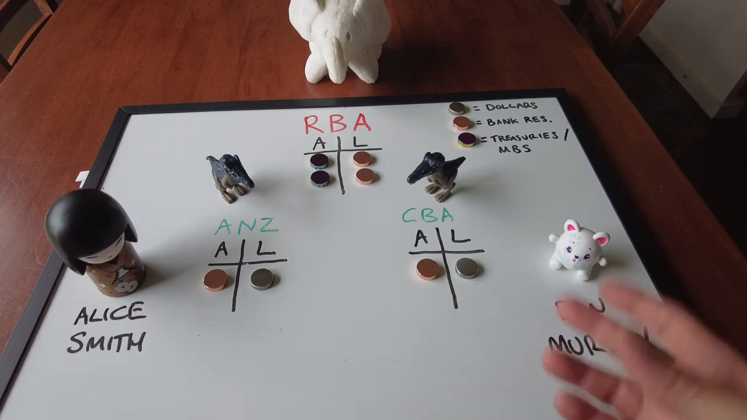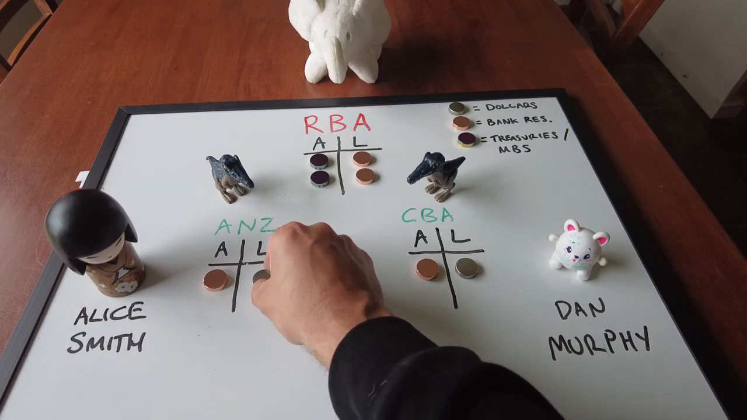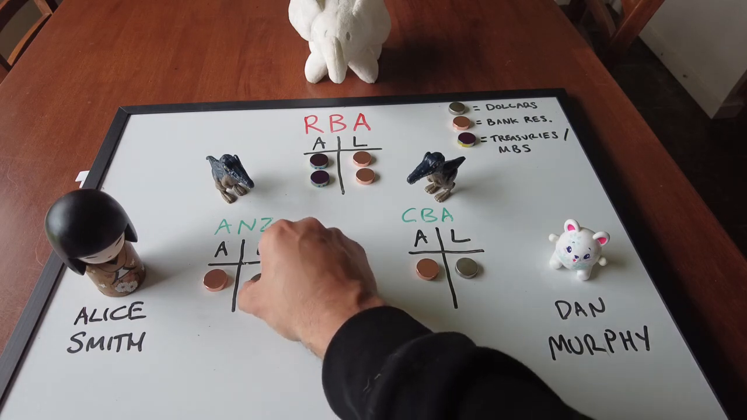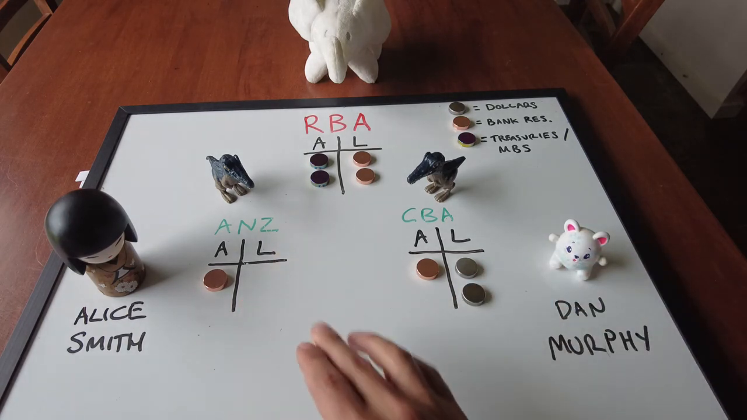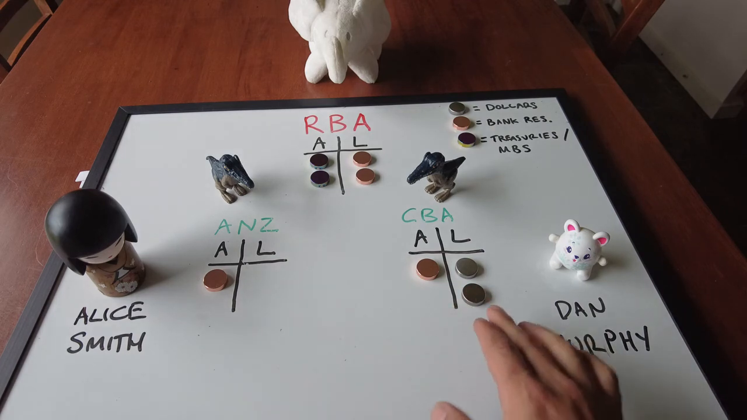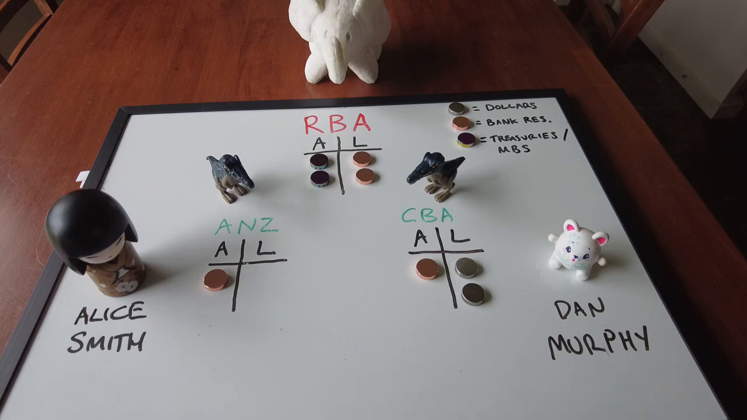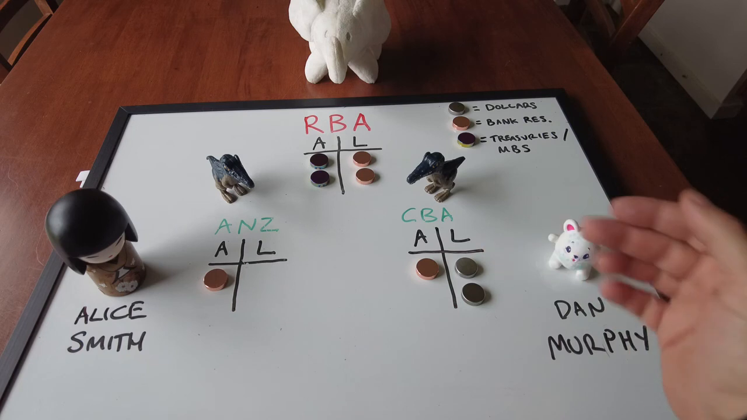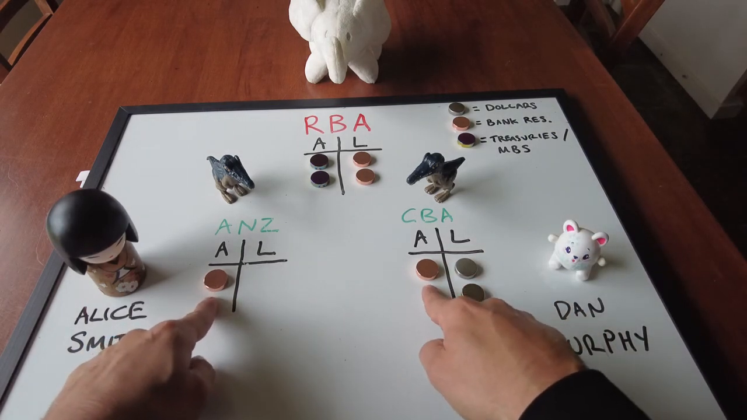She swipes her card, and her dollar goes from her bank, the ANZ, as a liability over to the CBA. So now the ANZ has 0 liabilities, and the CBA has 2 liabilities, but only 1 asset to cover that liability. But that's not okay. The banks need to make sure that their assets cover their liabilities. Now what we're looking at here are the bank reserves.